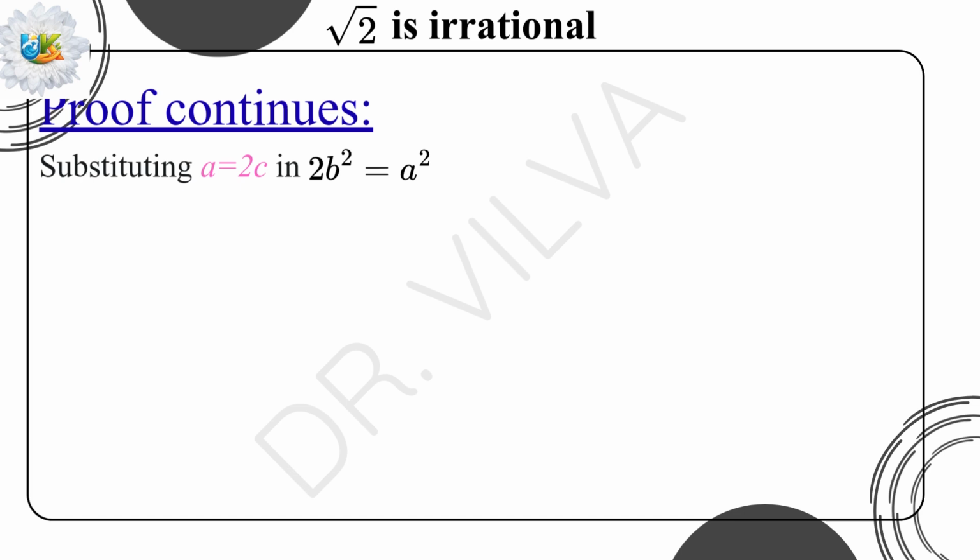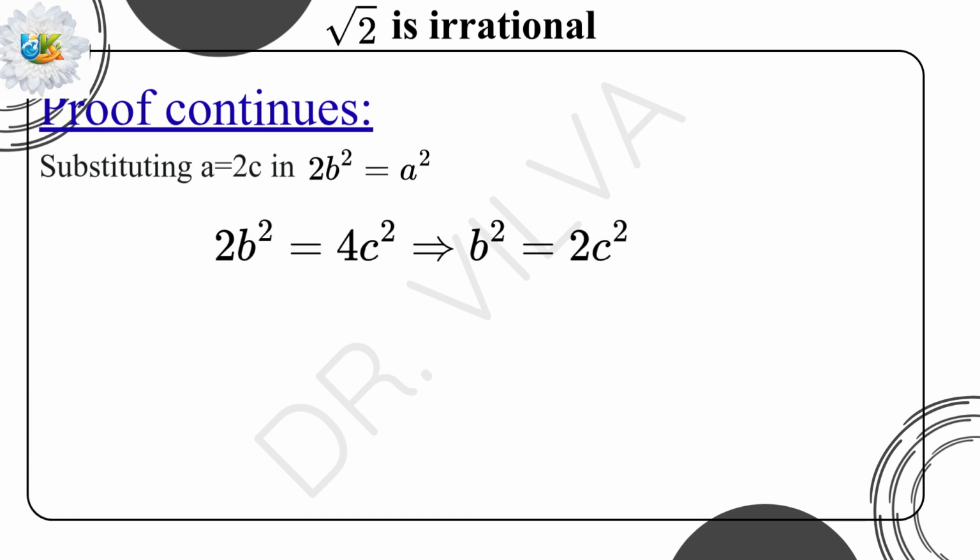2b square becomes 2c whole square. In place of a, I have substituted 2c. Therefore, 2b square becomes 4c square. If we simplify this by dividing both sides by 2, we get b square equal to 2c square.